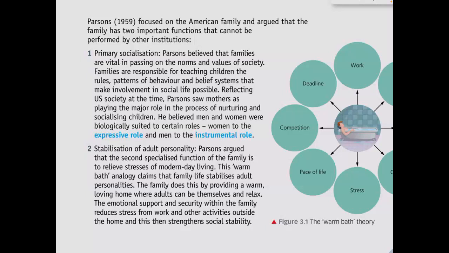said, that no other person, no other institution can perform this function, because family is the only institution that can perform this function of primary socialization. Moving ahead, he said there's another function that no other institutions can perform except family, and that was the stabilization of adult personality. Now, I'm going to move sideways from the topic.